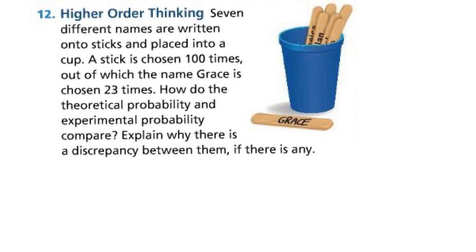Question number 12. 7 different names are written onto sticks and placed into a cup. A stick is chosen 100 times, out of which the name Grace is chosen 23 times. How do the theoretical probability and experimental probability compare? And explain why there is a discrepancy between them, if there is any. All right, our theoretical probability of what should happen is that the name Grace is 1 out of 7 possible selections. That is equal to about 14%.